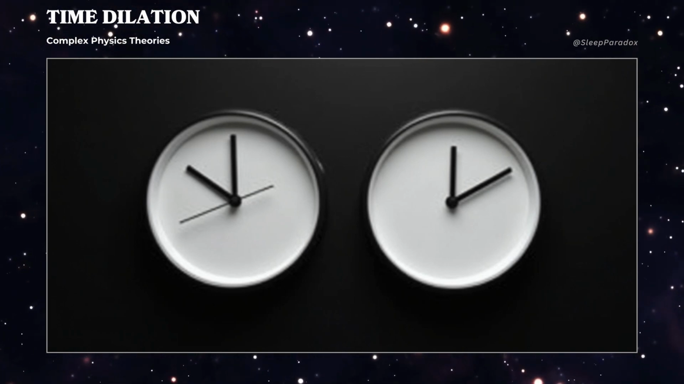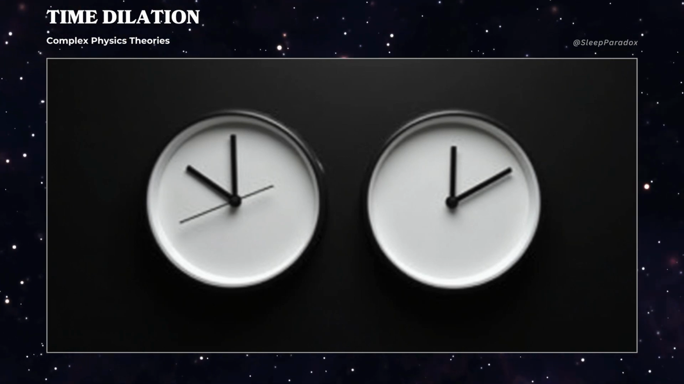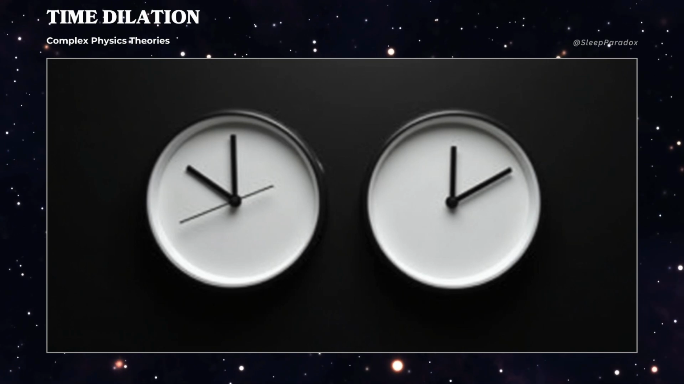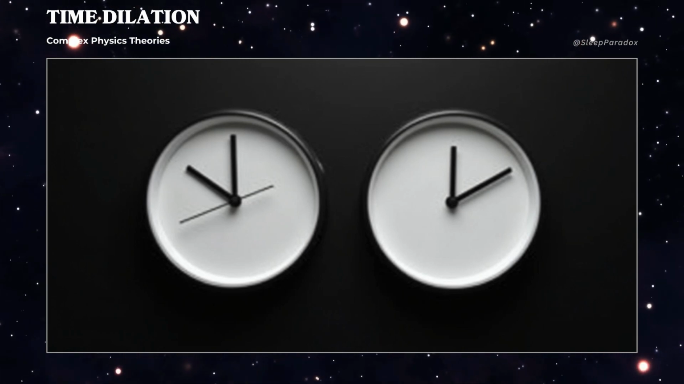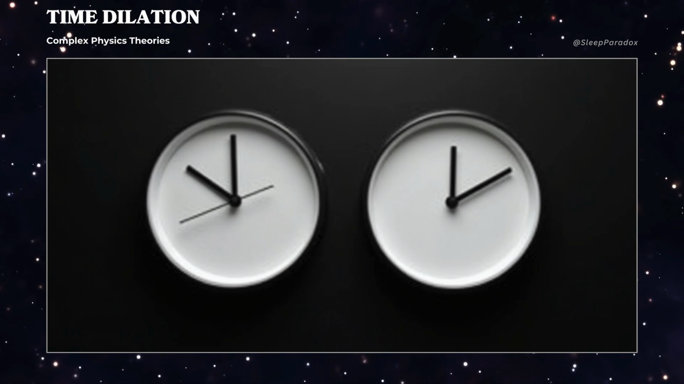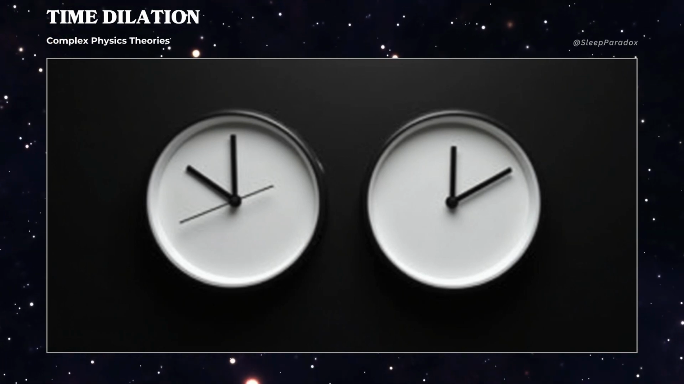According to special relativity, the faster you travel relative to someone else, the more slowly time passes for you compared to them. This is not a perception or an illusion. It's a real effect, confirmed by both theory and experiment. Clocks moving at high speed literally tick more slowly when viewed from a stationary frame.